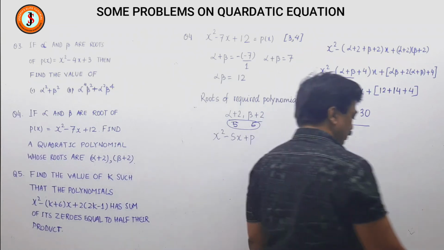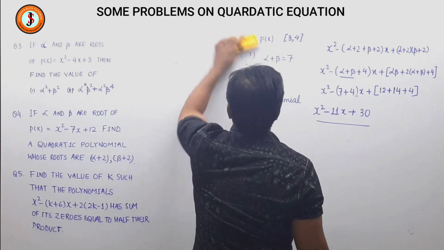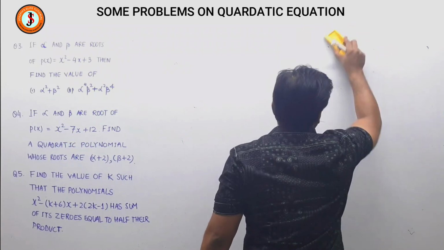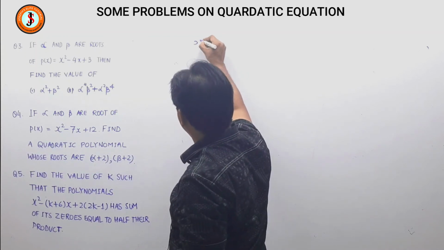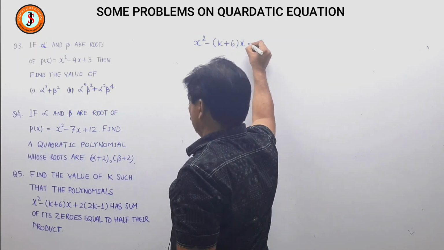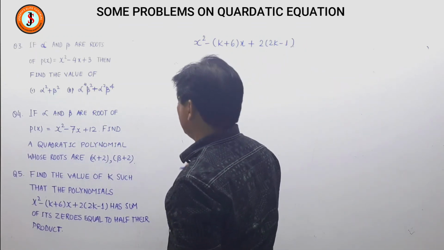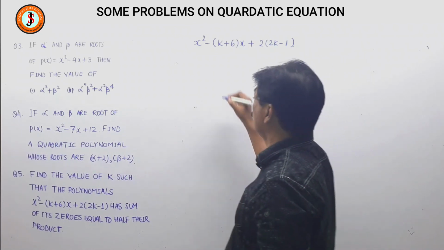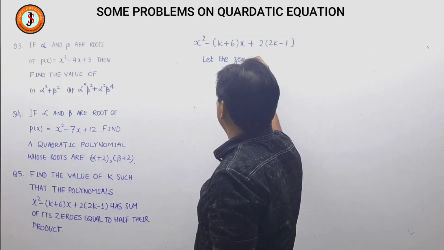Now the last question we touch. See, the technique for all the questions is the same, children. Here they are giving you a polynomial x square minus (k plus 6)x plus 2(2k minus 1). This is your polynomial, and they are telling that it has sum of its zeros equal to half the product. So let the zeros be alpha and beta.